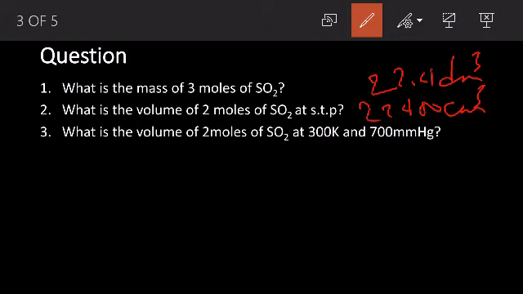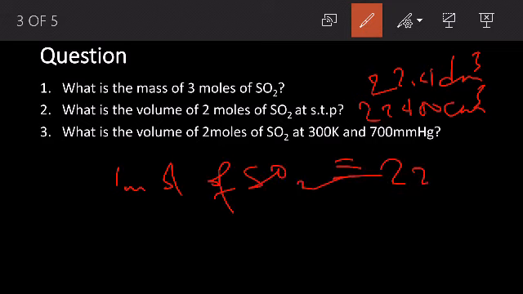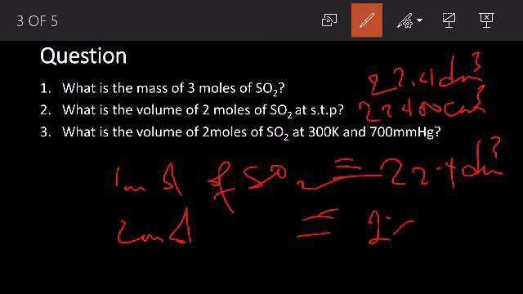Now we have 2 moles. So to convert moles to volume, you multiply by the molar volume. Okay, so we can say 1 mole of SO2 is 22.4 dm cube, okay, at STP. Now that means that 2 moles of SO2 is going to be equivalent to 2 times 22.4. That will give us 44.8 dm cube.